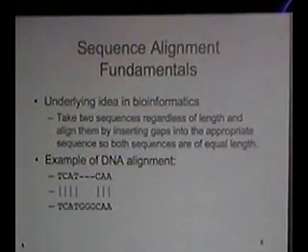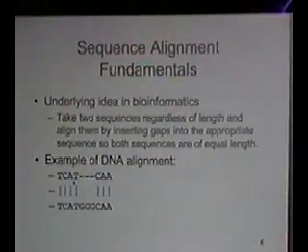The fundamental purpose of sequence alignment is really simple. Take two sequences, regardless of their length, and insert gaps into either sequence to make them the same length. Right here I have an example of a DNA alignment. There are 4 bases in DNA: thymine, guanine, cytosine, adenine. This is a really simple example of inserting gaps into the first sequence to align it to the second sequence. As you can see, there are three gaps that were inserted into the first sequence, which would represent a deletion evolutionarily.